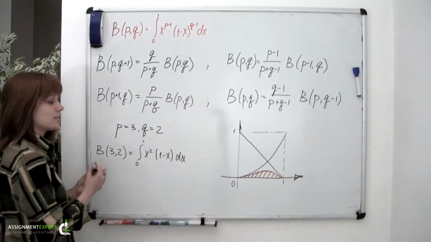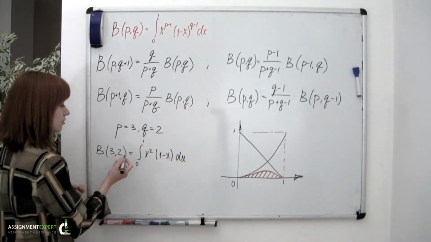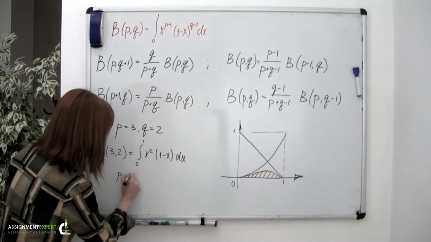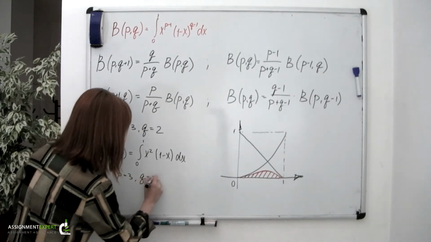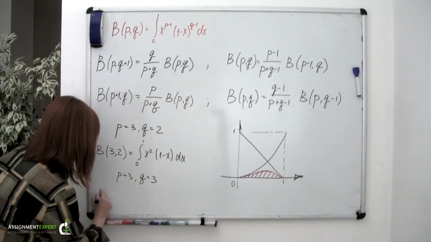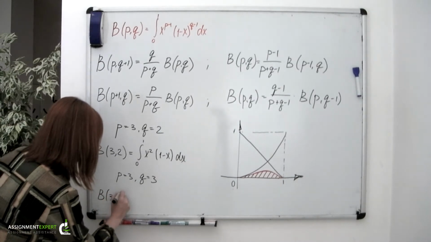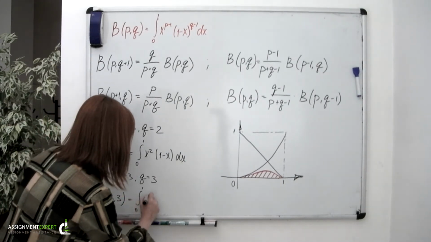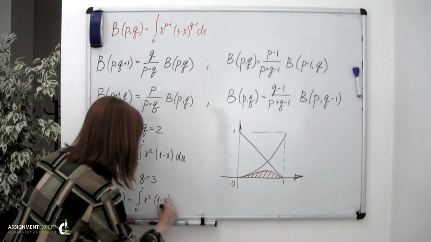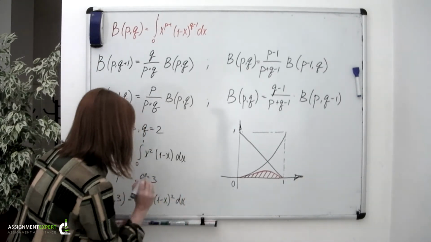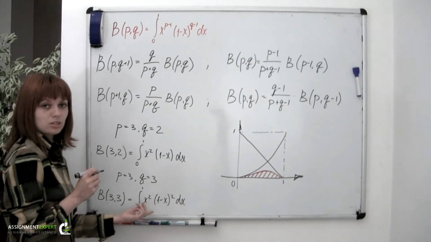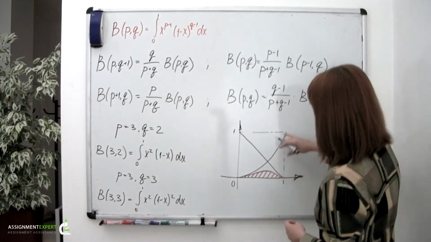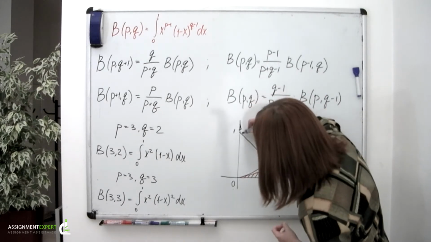Now, if we increase one of these parameters by 1, let's increase q, we'll have p equal to 3 and q equal to 3, and this time we'll have beta function of 3 and 3 equal to the integral from 0 to 1 of x squared times (1 minus x) squared dx. So this time we're multiplying two parabolas, and one is already there, and here goes another one.